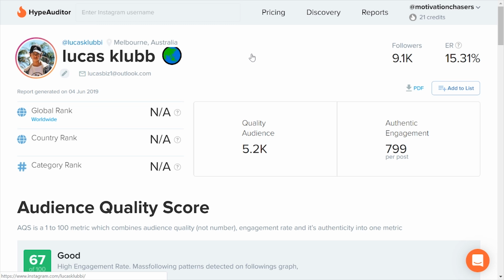So the first tool that we're going to be looking at is called HypeAuditor. Now this is a phenomenal tool for analyzing your account, checking out your growth, your stats, the quality of your stats, to really figure out who's following you. It's got so much detailed insight that you need this tool if you're a business and want to figure out who your actual audience is.